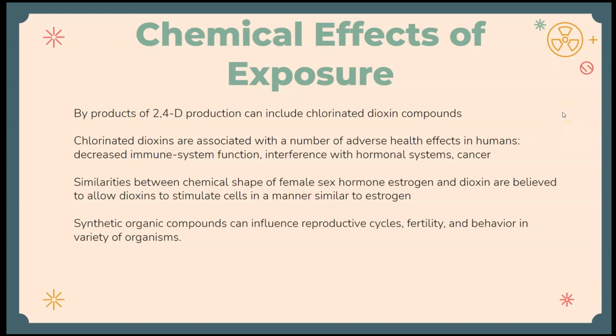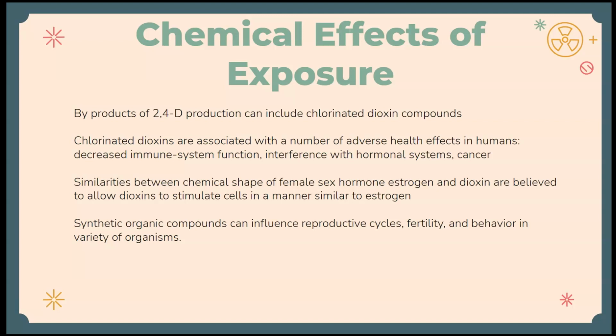So the effects of chemical exposure, okay? And this is where we're going to leave off, and then the second video is going to pick up with water quality. So we've kind of looked at the effects within the environment, and we're going to look at water quality after. But there are products called 2,4-D, which include chlorinated dioxin compounds. Now, chlorinated dioxin compounds have a number of adverse health effects in humans.